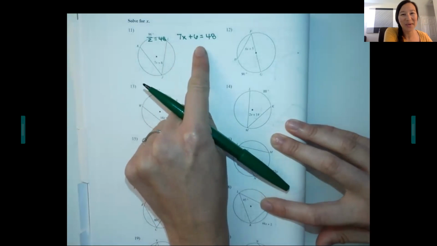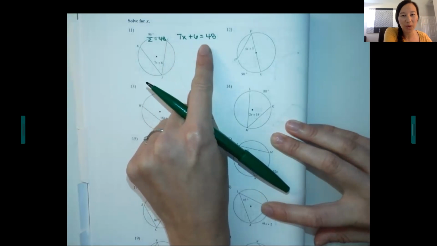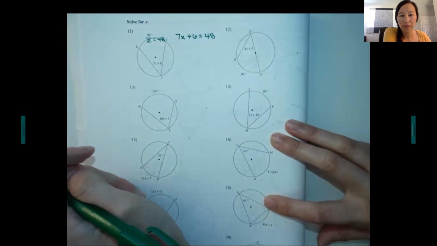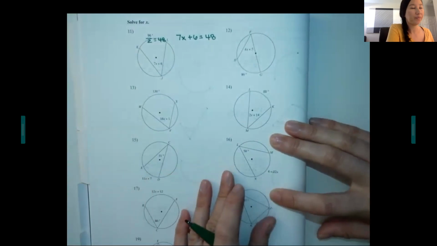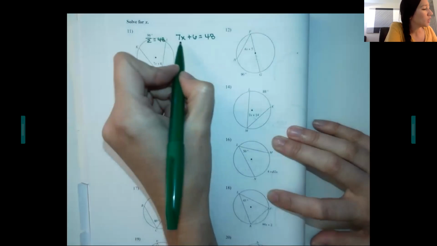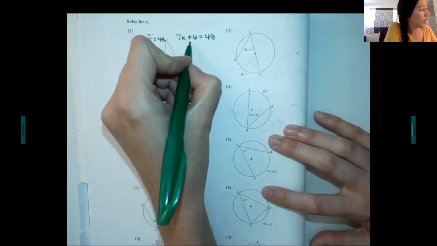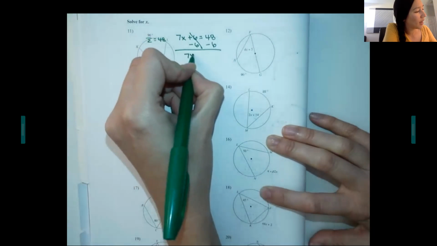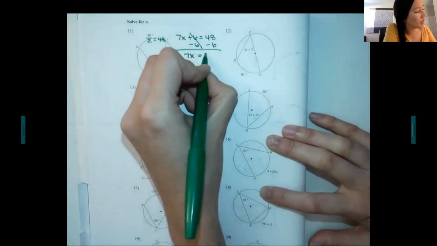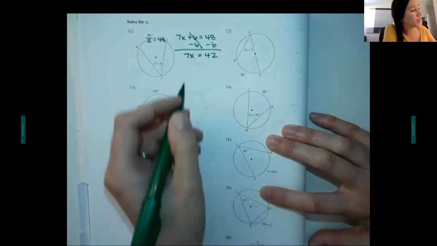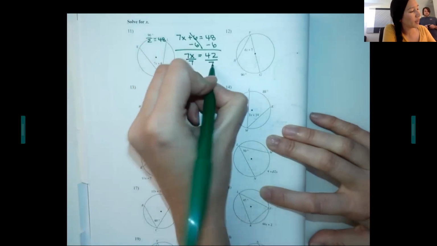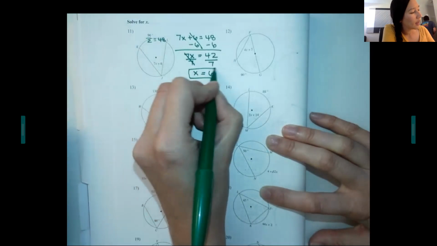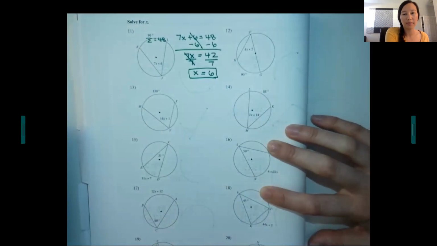Any questions about how I got this equation, why I set it equal to 48 and not 96, before we solve? Nope, we're okay. All right, so we have 7x plus 6 equals 48, so we subtract 6 from both sides. We're left with 7x equals 48 minus 6, which is 42. Then we solve for x by dividing both sides by 7, and x equals 6.